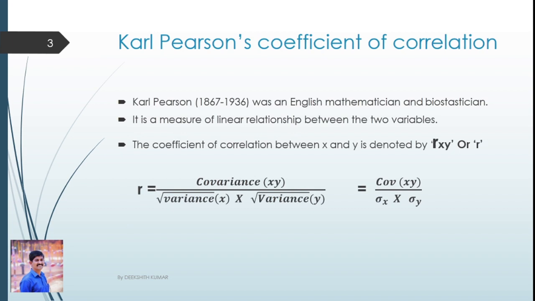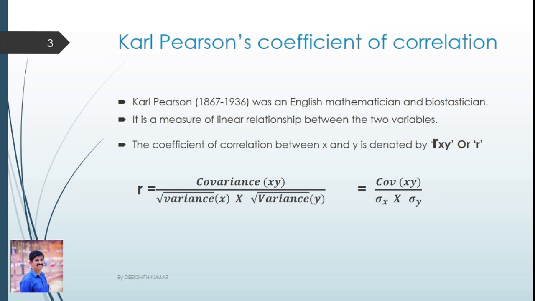Today, as a continuation part, we are going to study about Karl Pearson's coefficient of correlation. I think you might have heard the name of a famous mathematician called Karl Pearson. He was an English mathematician between the year 1867 to 1936, and he was also a biostatistician. He developed his coefficient of correlation method. This Karl Pearson's coefficient of correlation method is also known as a product moment coefficient of correlation.